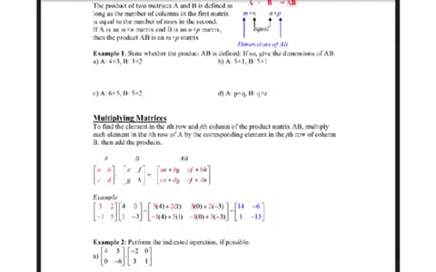This video is for 3.6 matrix multiplication. So we've done adding and subtracting and multiplying by a scalar. Now we're going to look at multiplying two matrices together.